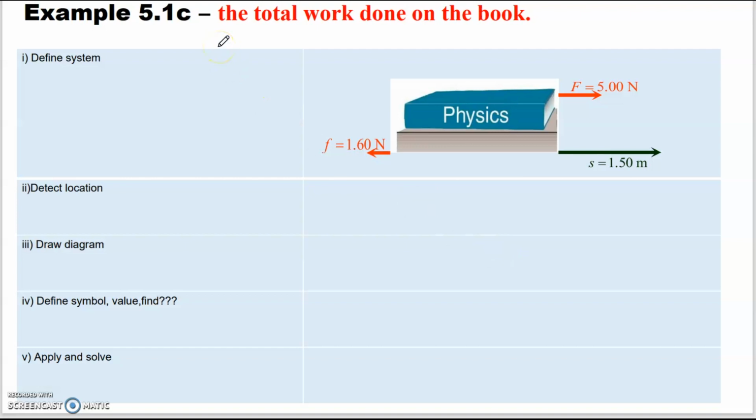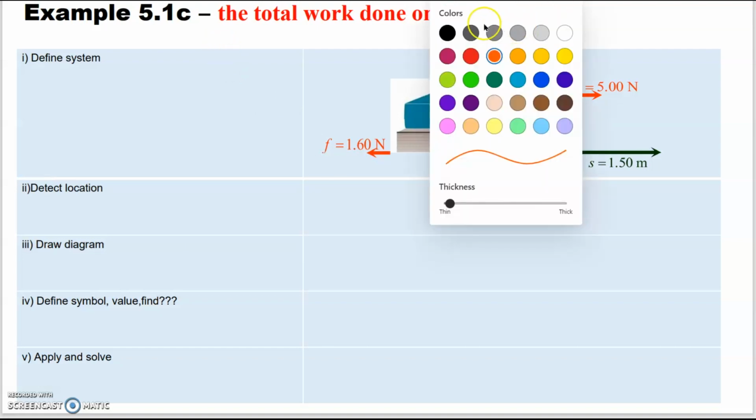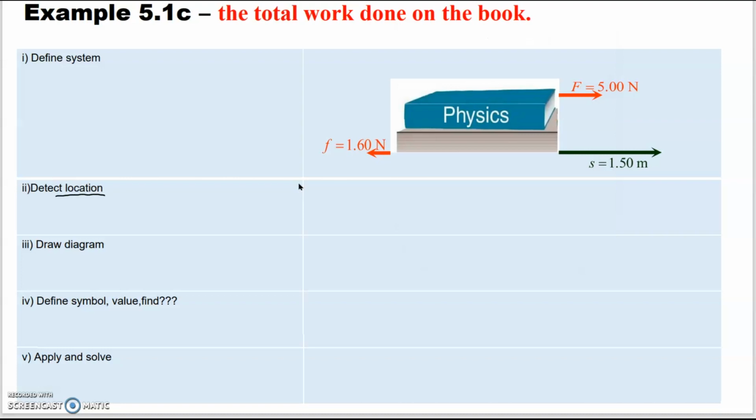Finally, the total work done on the book, the final question for the first example. We detect the location, the system is always the same, the location is the same, and we draw the diagram: we have the frictional force, the applied force, and the displacement. Therefore, the total work done is the sum of the work of the applied force plus the work done by the frictional force.